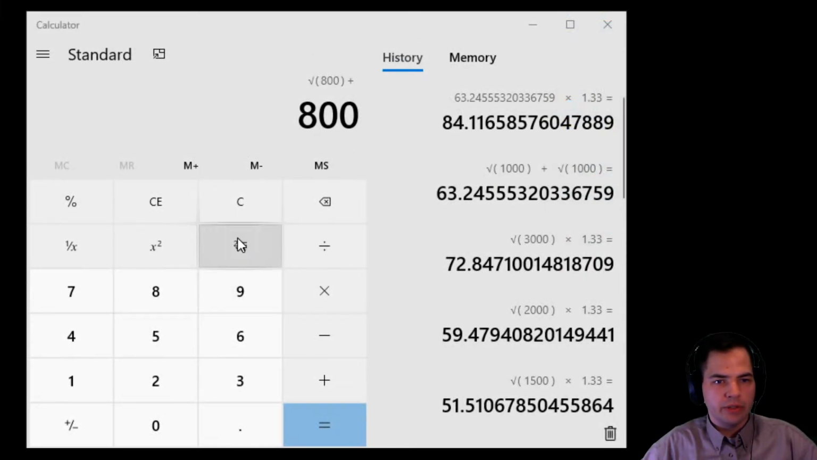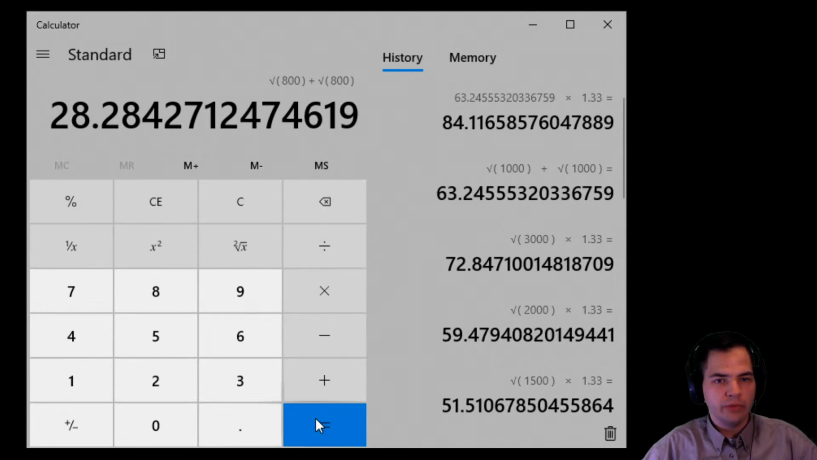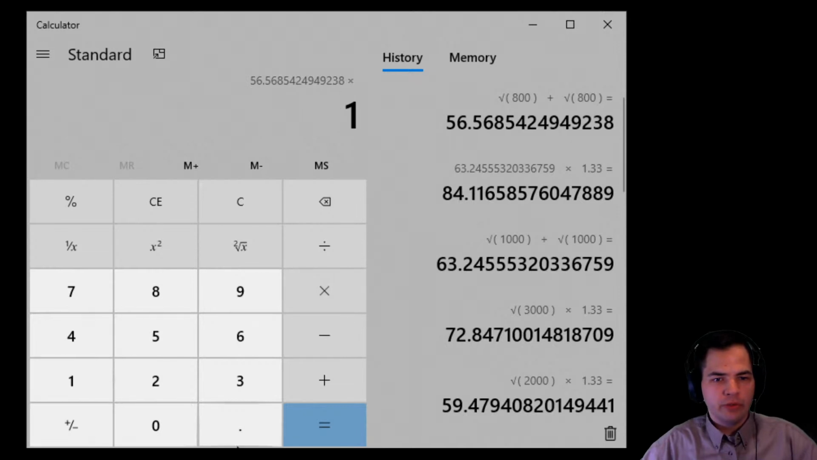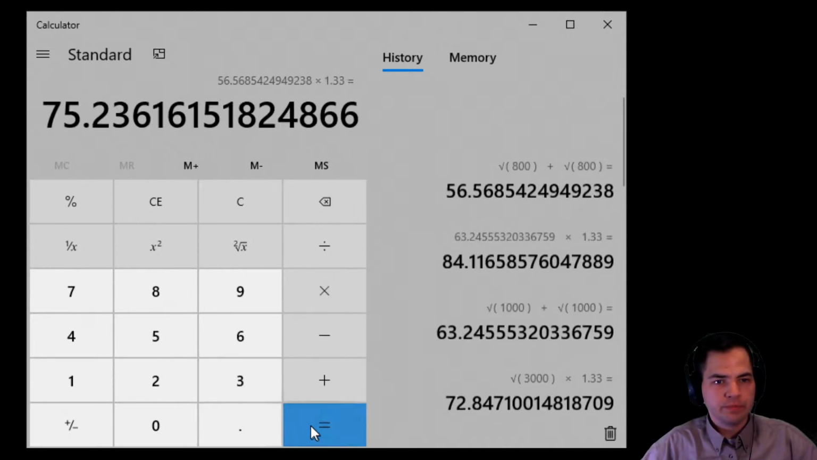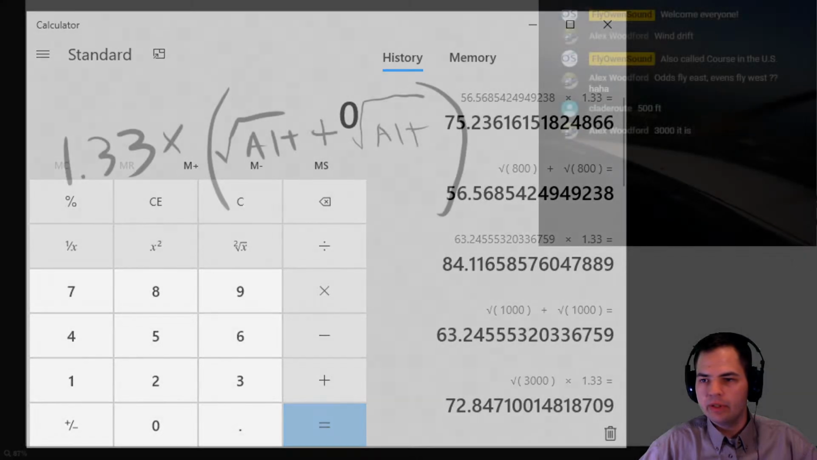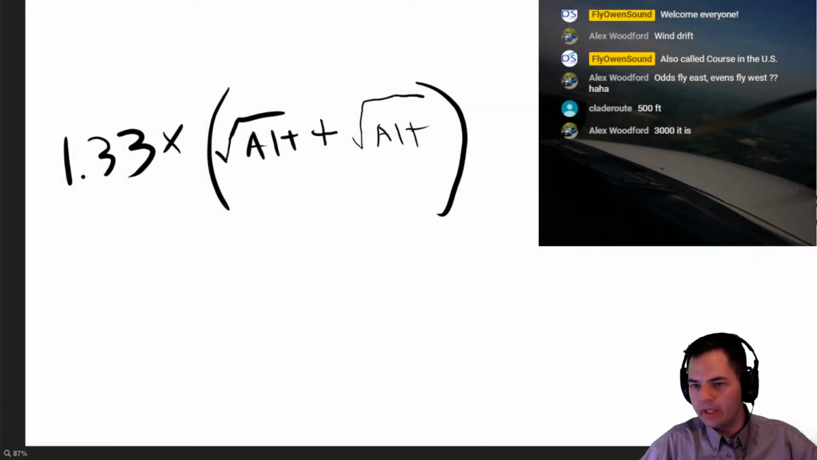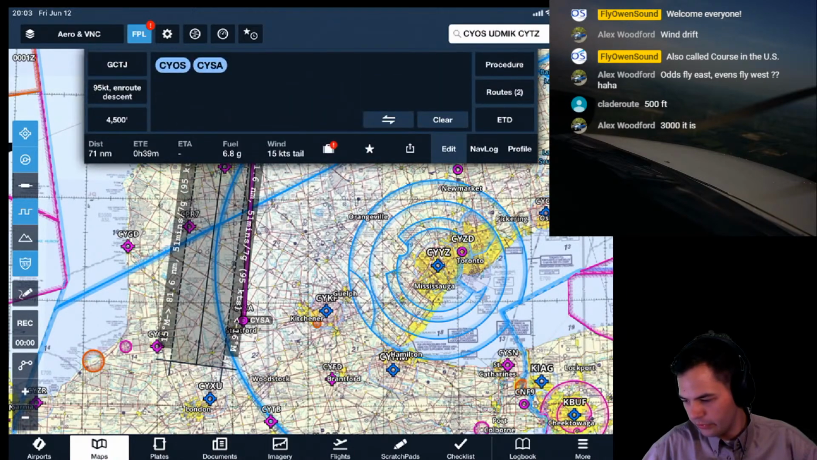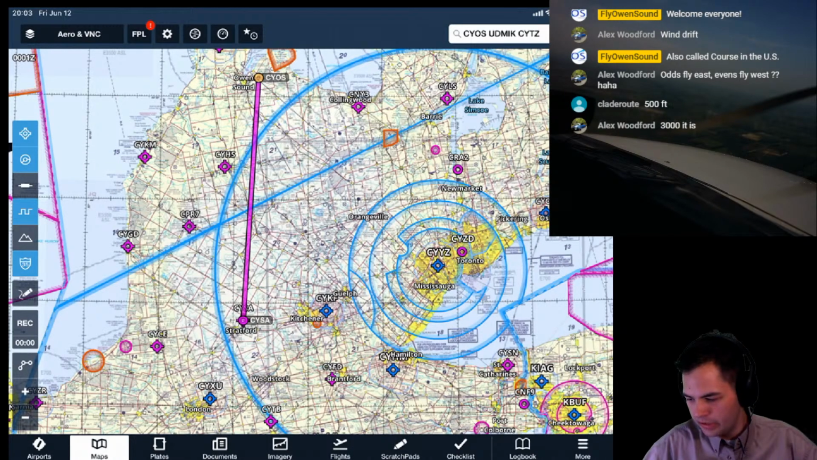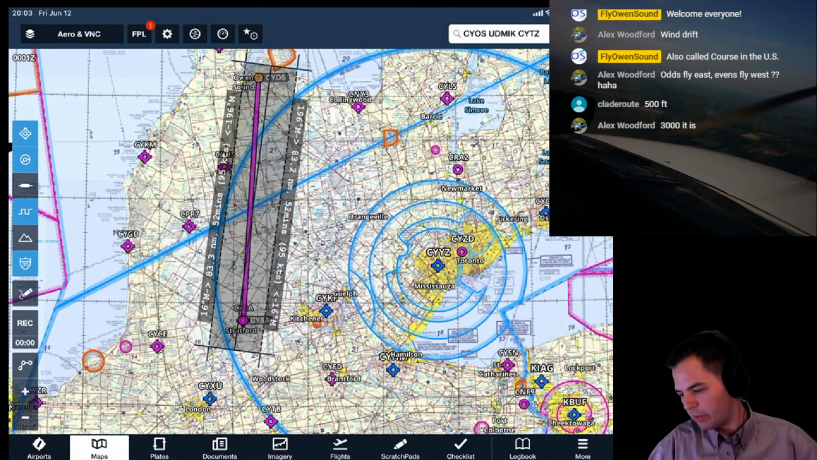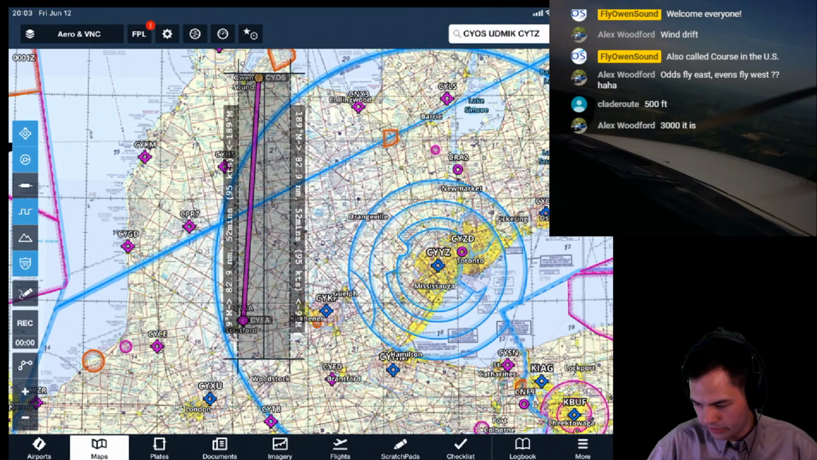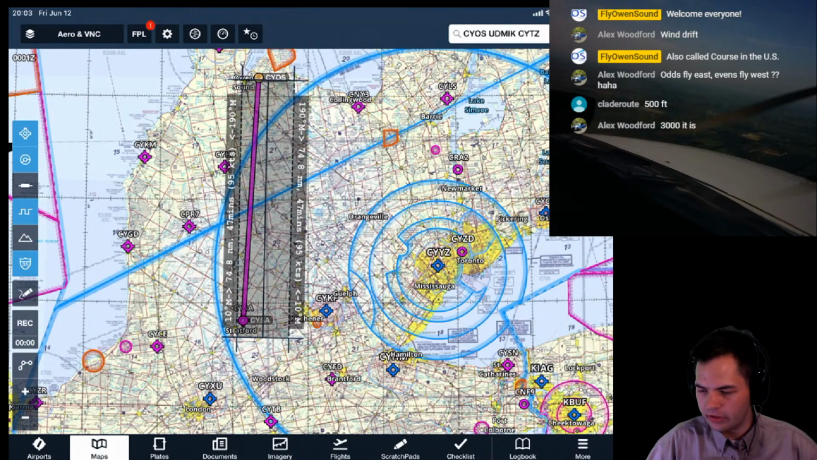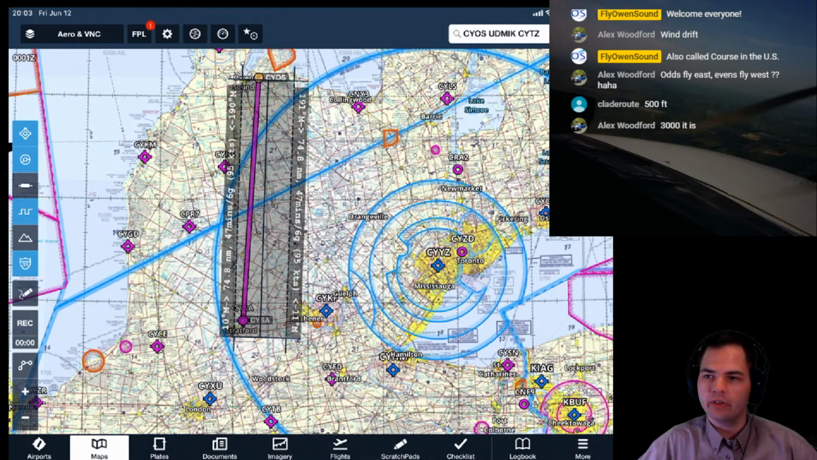Okay, square root of 800 plus the square root of 800. Result is 56 and change times 1.33. There you go, 75. So again, it was 71 miles to Stratford, so 75 would get us there. It's probably a little bit lower than that, the theoretical limit, but 75 would get us there. So it's just under 800 feet.